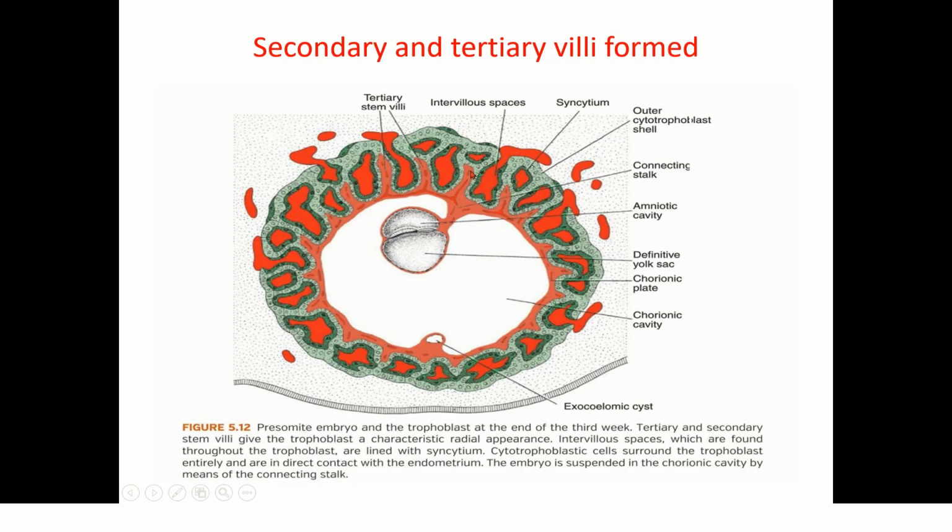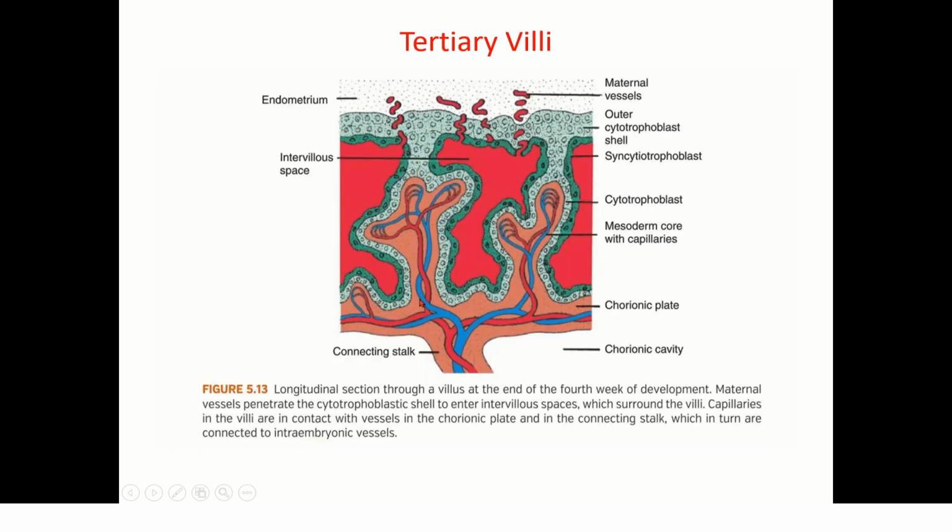You can see here, these are the tertiary villi being formed, and you can also see the cytotrophoblast has gone to the outside of the trophoblast. It covers the entire trophoblast and is in direct contact with the decidua basalis. You can see here, this is the tertiary villi. So this is actually the anchoring villi, and these are the branching villi. This is the intervillous space. You can see the cytotrophoblast has reached the outside and it has formed a complete shell. And clearly you can see these are the maternal blood vessels which are entering into the intervillous space.